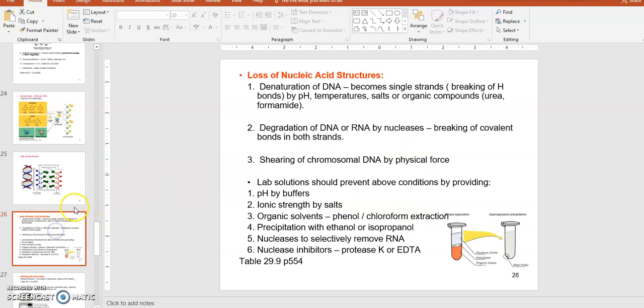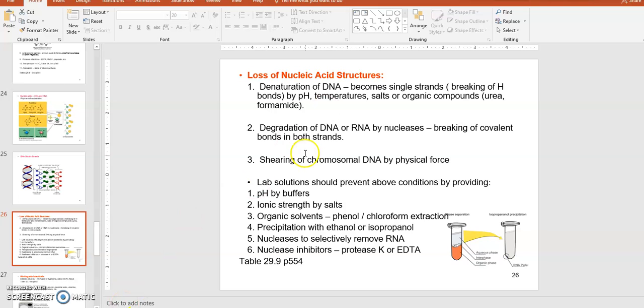Okay. So under what condition could those bonds be broken up? Denaturing conditions, like the protein case. So if you expose your DNA to acidic condition or basic condition, yes, those hydrogen bonds will be broken up. And if you expose your DNA to a high temperature condition, hydrogen bonds will also be broken up. High salt, same way. So those are all denaturing conditions that will compromise the structure of your DNA.